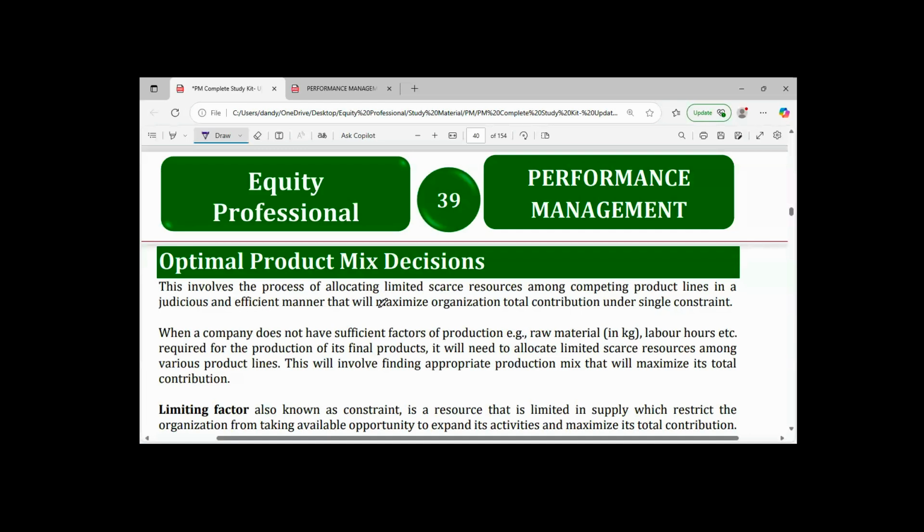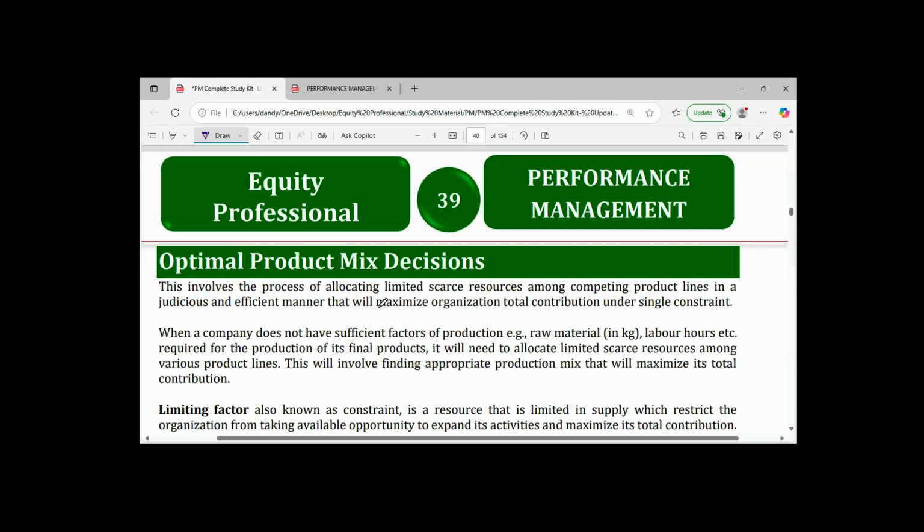Therefore, what do you mean by optimal? Let's put it in the right perspective. The optimal product mix involves the process of allocating limited scarce resources among competing product lines in a judicious and efficient manner in order to maximize the organization's contribution. It should be noted that the optimal product mix decision is used when there's only a single constraint. So that is only when you use optimal product mix.